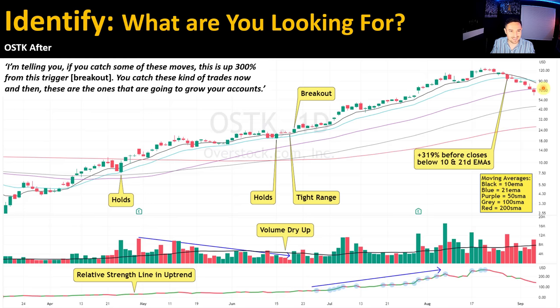There's the breakout. Goes up 319% before it closes below the 10 and 21 day EMAs. I'm telling you, if you catch some of these moves, and he's specifically talking about Overstock, this is up 300% from this trigger breakout. You catch these kinds of trades now and then, these are the ones that are going to grow your account. So Qullamaggie, as you'll see as we get into the optimizing profits phase of this presentation, really focuses on getting the big ones right, getting the home run trades right.